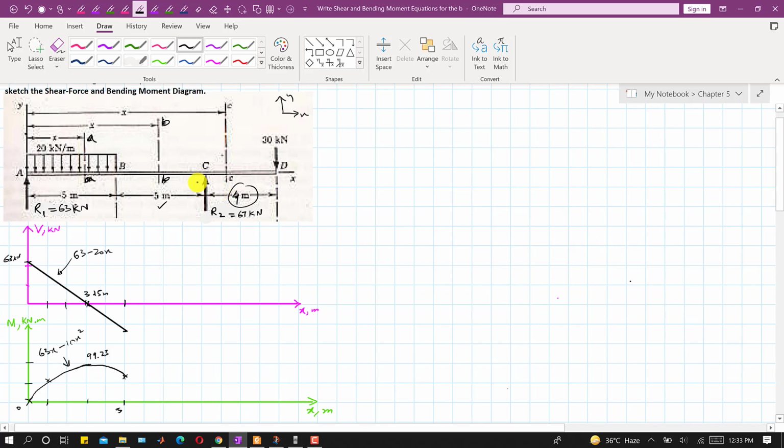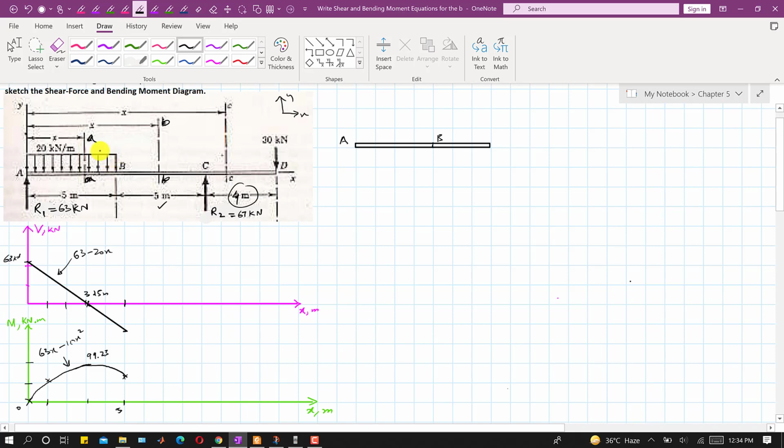Now to find the shear force and bending moment equation from this point B to C, we will consider another imaginary cutting section between this point B and C, and then we will consider this section from A until this point, right? So let me write here. So this is that point A, and somewhere here we will have that point B, right? And then we have that cutting section. So from A until point B, we have that distributed load.